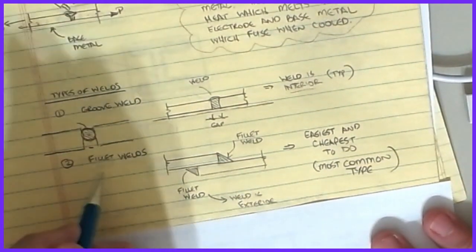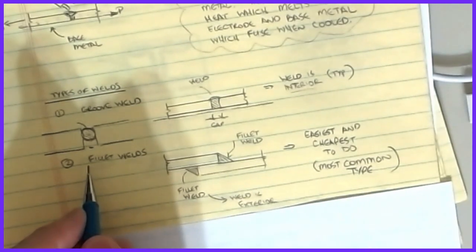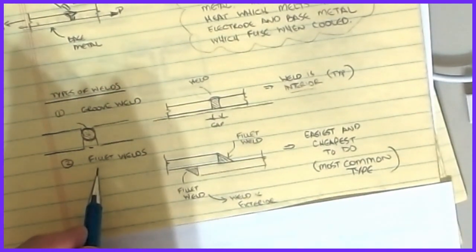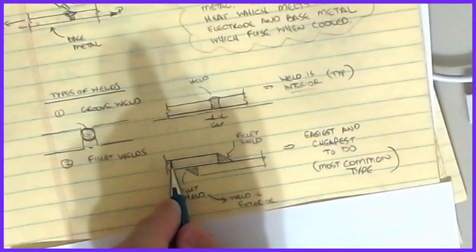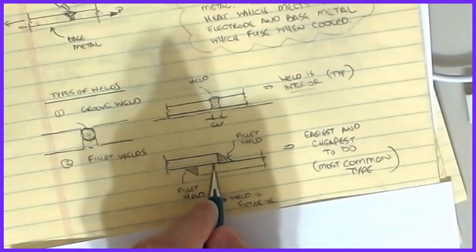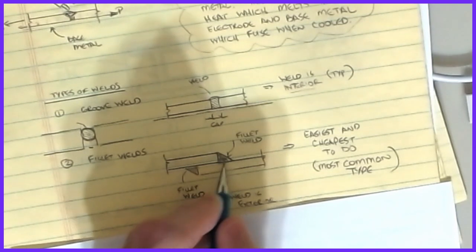Right now, the fillet welds are probably the most common, and these are the easiest of the welds to make. These are usually the cheapest to do. And these are what is known as an exterior weld. Basically, what happens is you take two plates, and you're able to construct a weld such that it connects both plates on the outside.